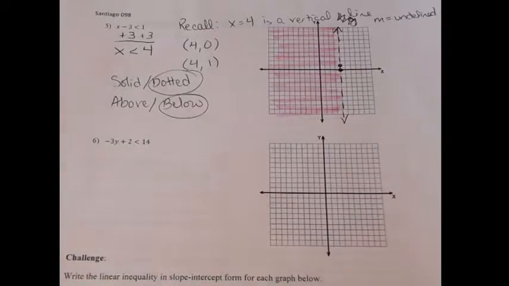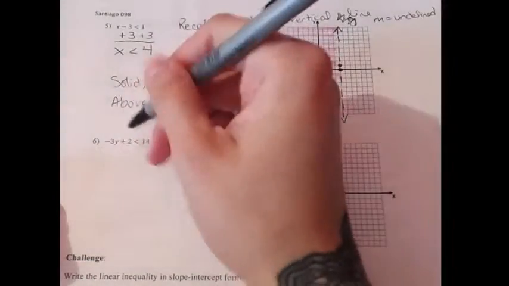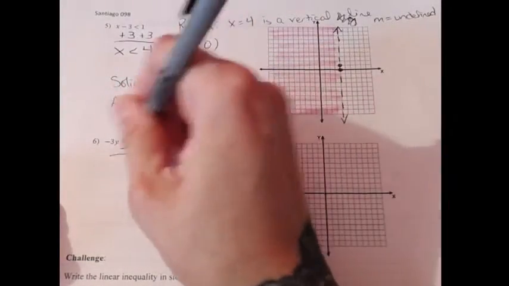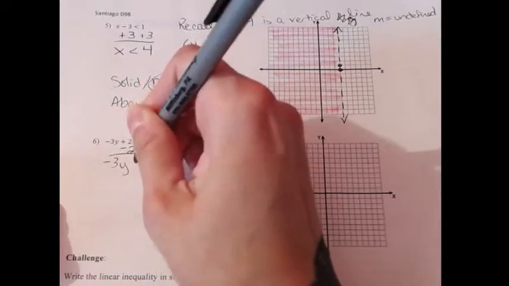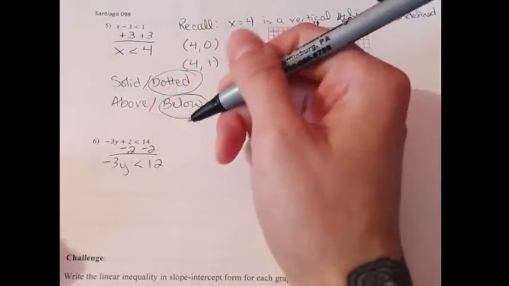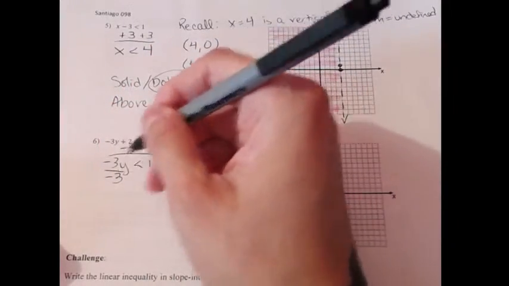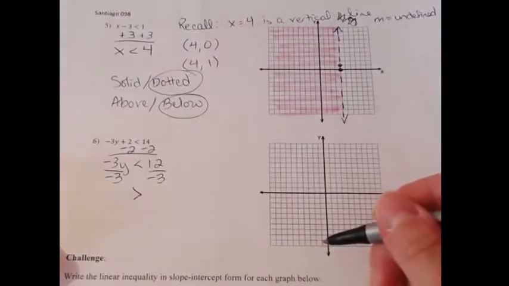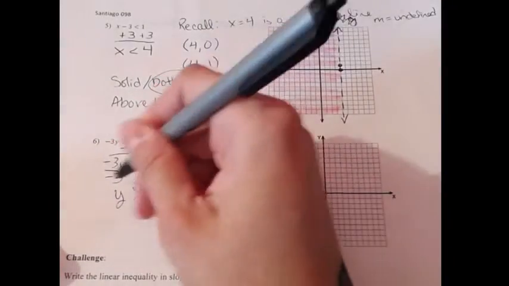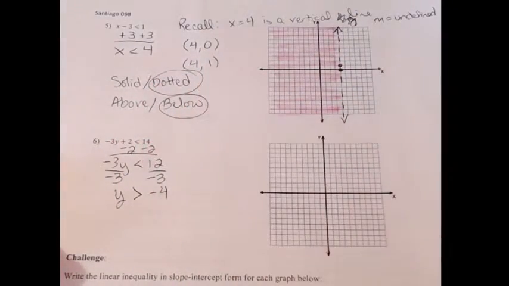All right, let's take a look. So we are going to isolate y by subtracting 2. That's our first step. -3y is less than 12. And then I'm going to divide by -3. So because I'm dividing by a negative, I have to flip the direction of the inequality symbol. That leaves me with y is greater than -4.